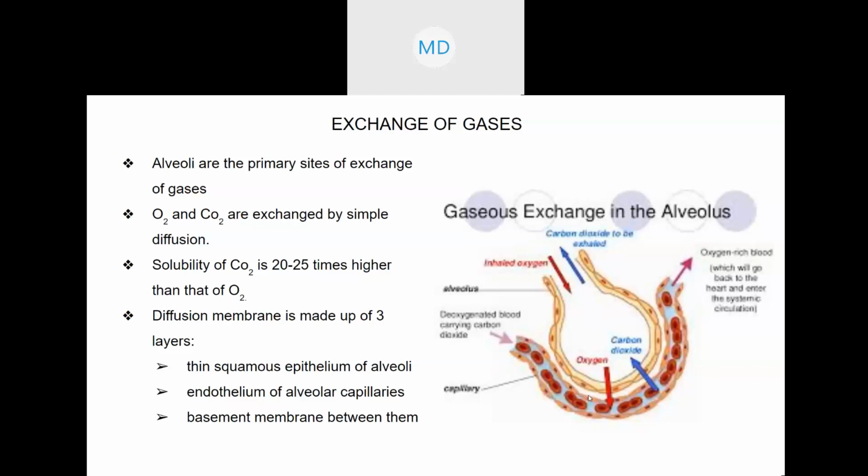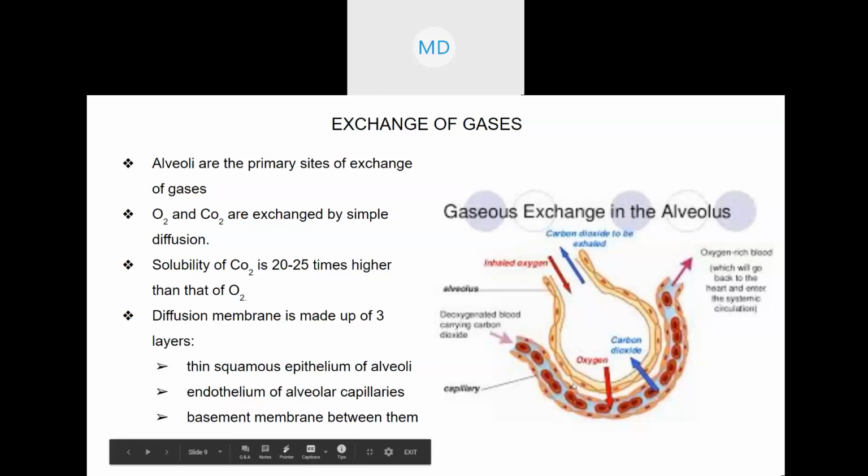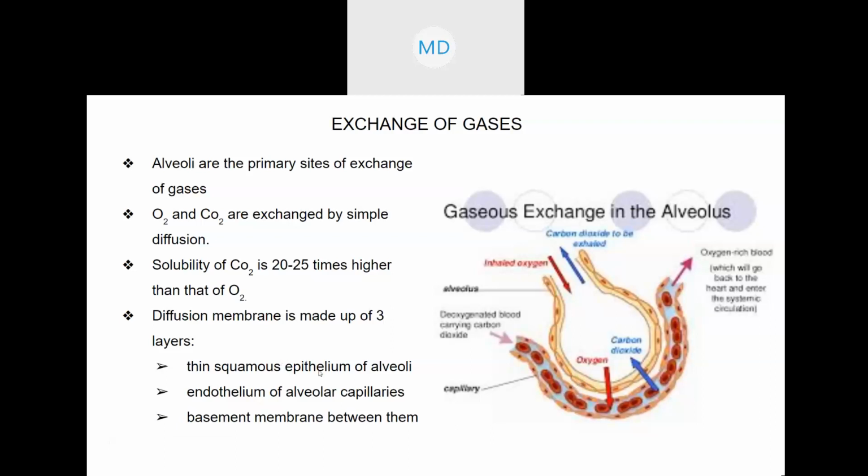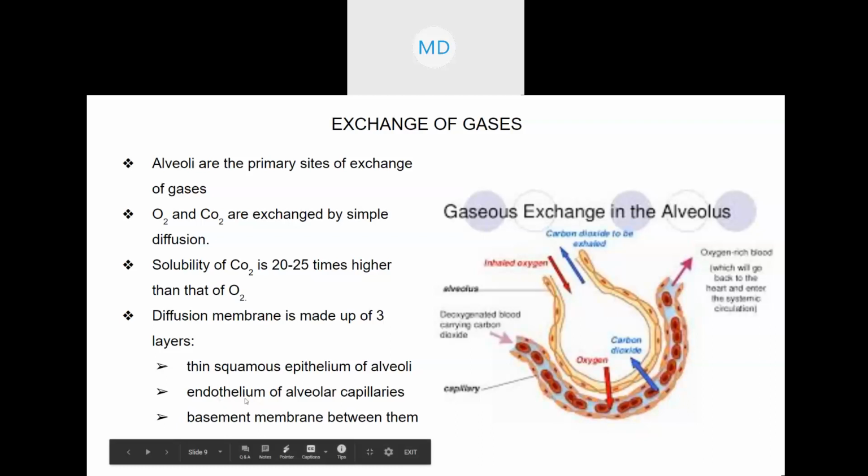This layer is known as the thin squamous epithelium of alveoli. And this layer, the second point, is the endothelium of alveolar capillaries. These are the alveolar capillaries, the capillaries where blood flows. Blood flows through these blood capillaries, right?